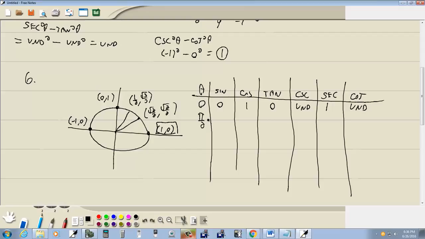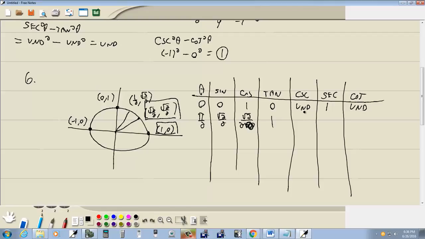And then pi over 4. Sine of pi over 4. We're looking at this point here now. Sine is your y, so that's square root of 2 over 2. Cosine is your x, that's square root of 2 over 2. Tangent is sine over cosine, square root of 2 over 2 over square root of 2 over 2, which is 1.